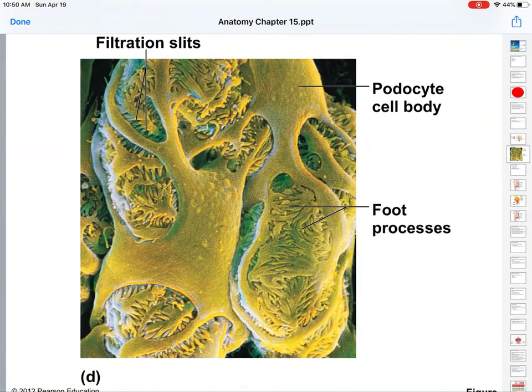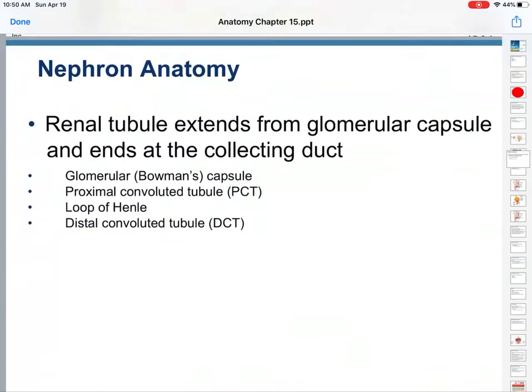Here's an actual picture of one of these podocytes and foot processes, and you can see the filtration slits that things filter through.